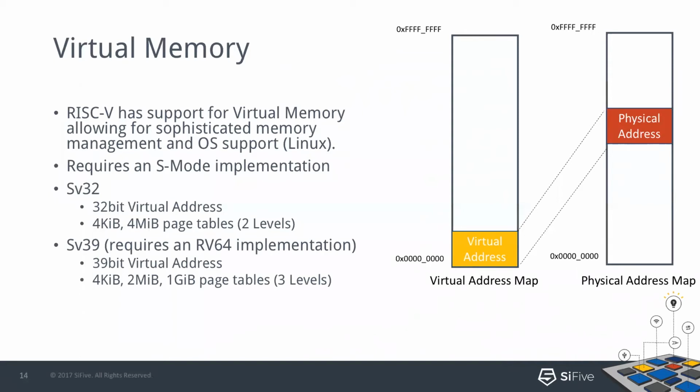SV39 is another virtual memory mode. So SV39 requires a 64-bit RISC-V implementation, and it defines a 39-bit virtual address, as well as 3 levels of page tables, 4 kilobyte, 2 megabyte, and 1 gigabyte pages. And as you would expect, the page tables also contain access permission attributes, and these are all defined in the RISC-V privilege specification.